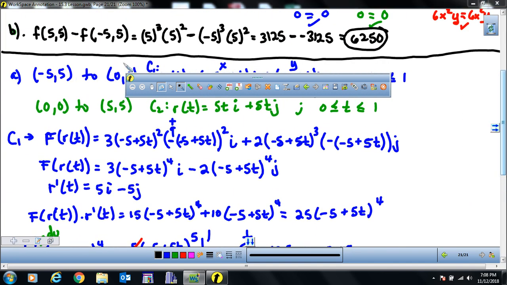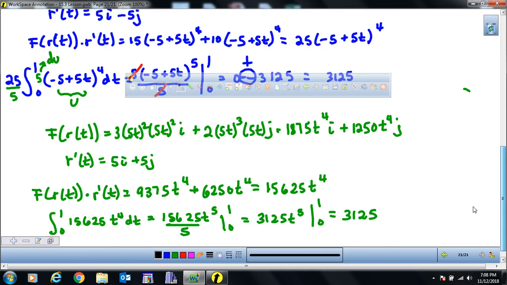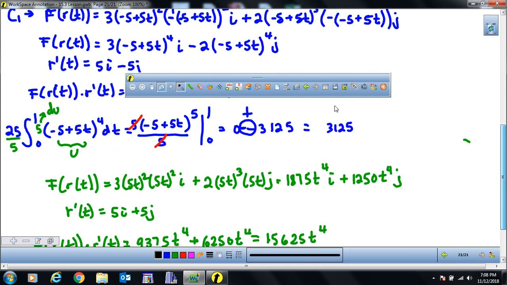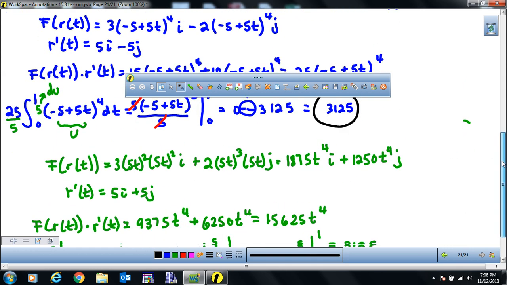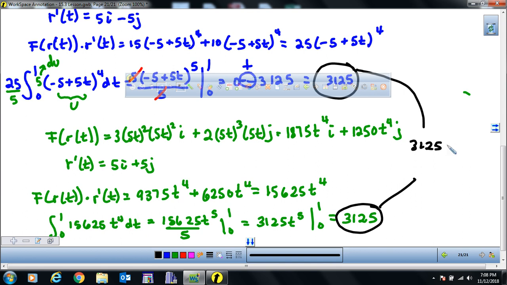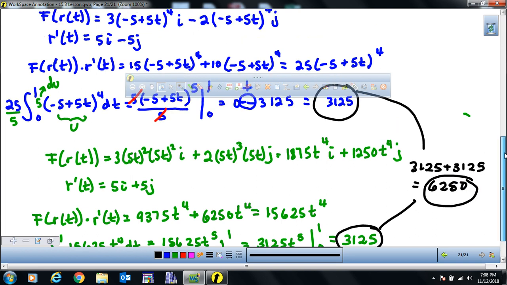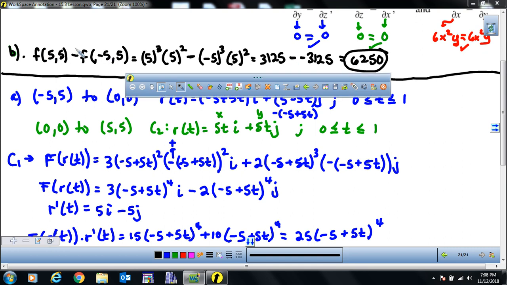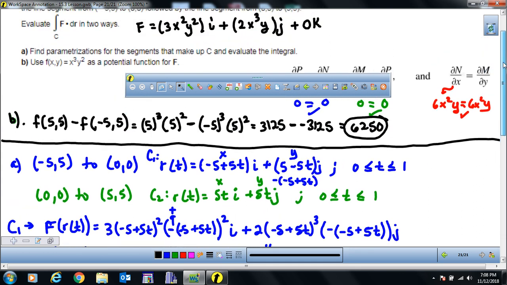So how do I get the total integral from the first point, from (-5, 5) to (0, 0), connected to from (0, 0) then to (5, 5)? We just add the two values that we found, this one and this one. So that will give us a total of 3,125 plus 3,125, which is equal to 6,250. And that is the same as just evaluating the integral directly to the limits using the potential function of that gradient field.